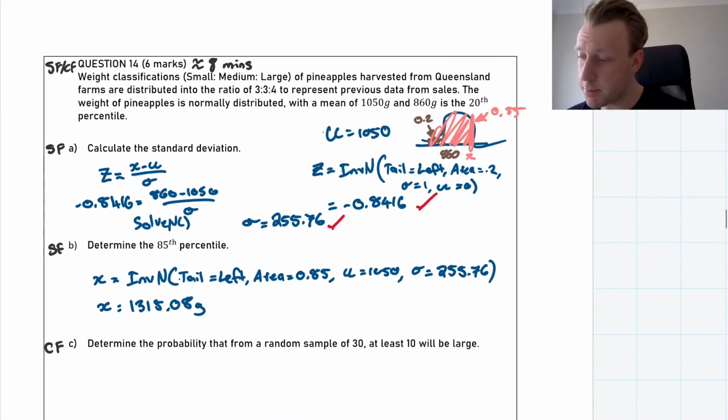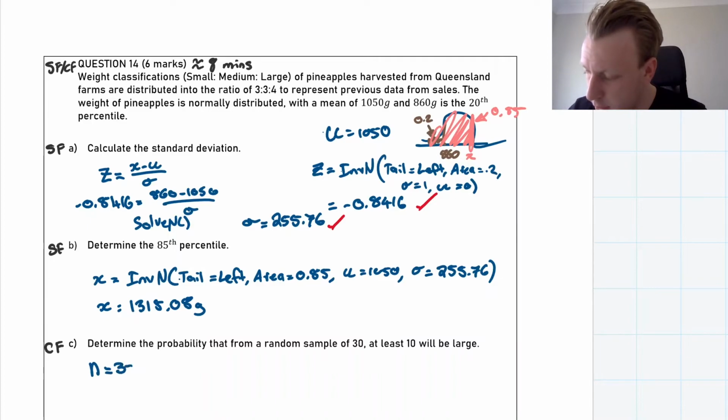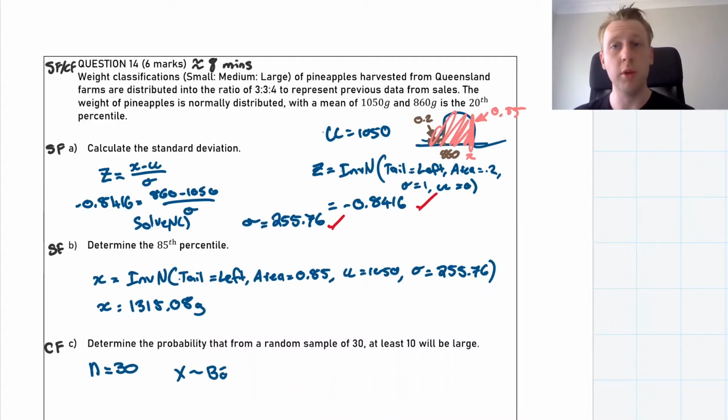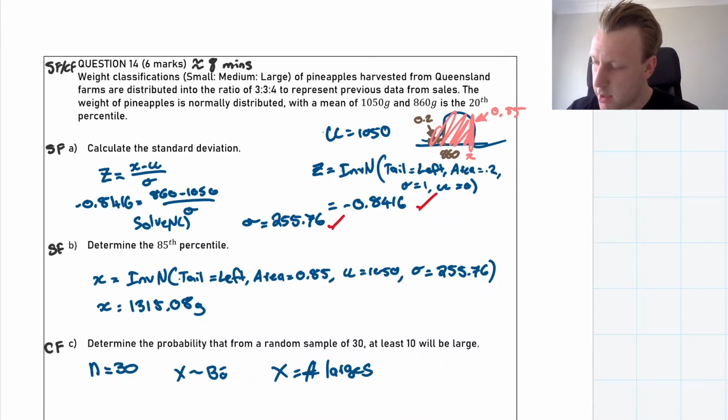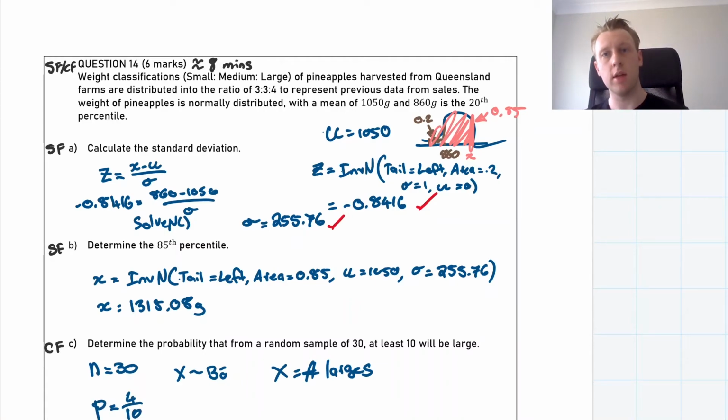The last part of this question says determine the probability that from a random sample of 30, so n equals 30, at least 10 will be large. So now this is a binomial, x is now a binomial probability rather than a normally distributed probability because x is now equal to the number of larges. Now, they form a ratio where there is 4 larges out of every 10 pineapples because it's got the ratio 3, 3, 4.